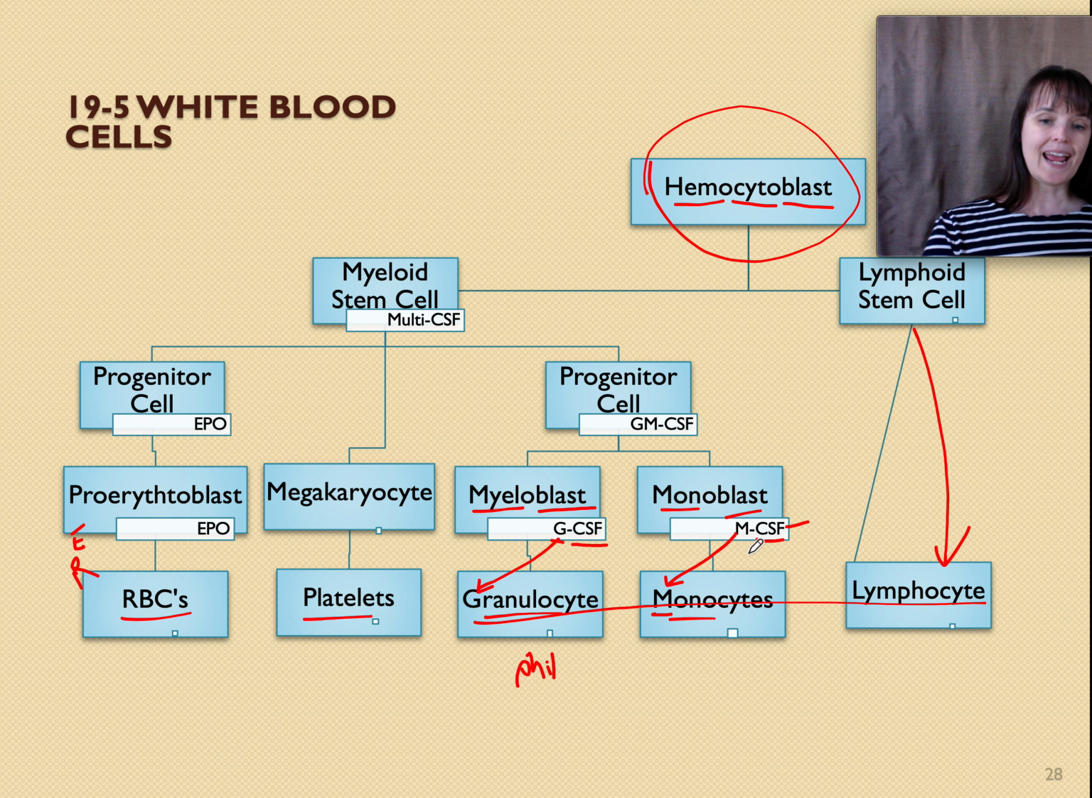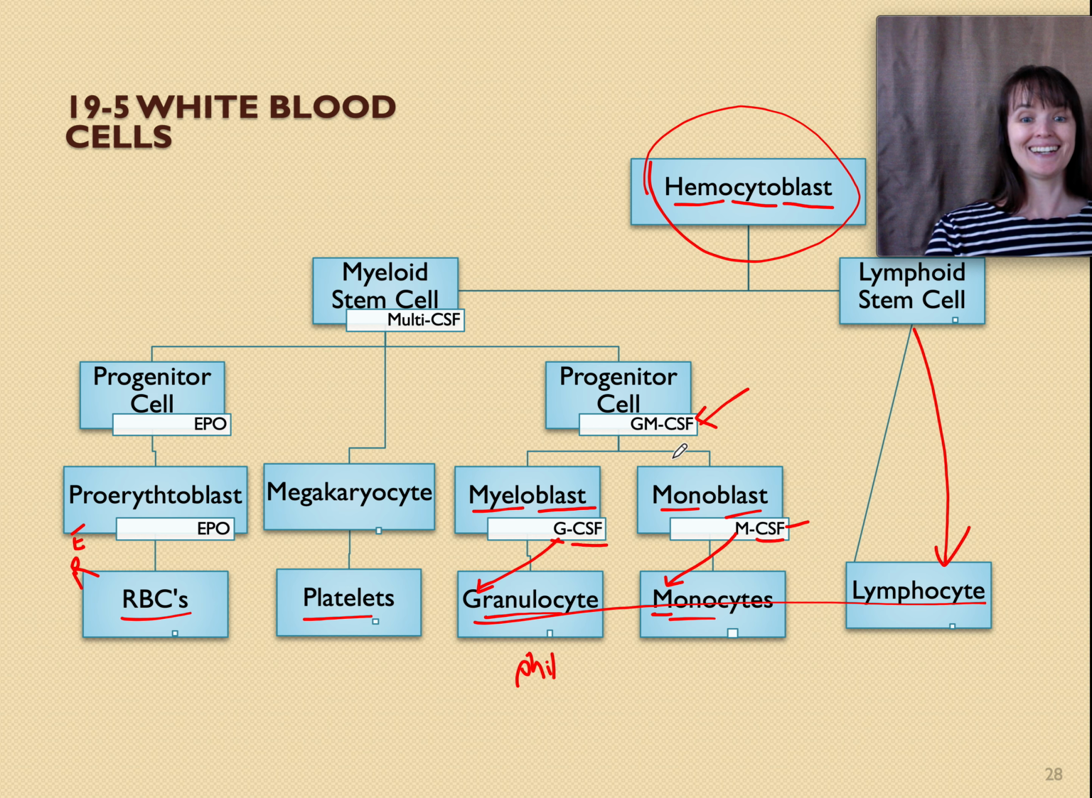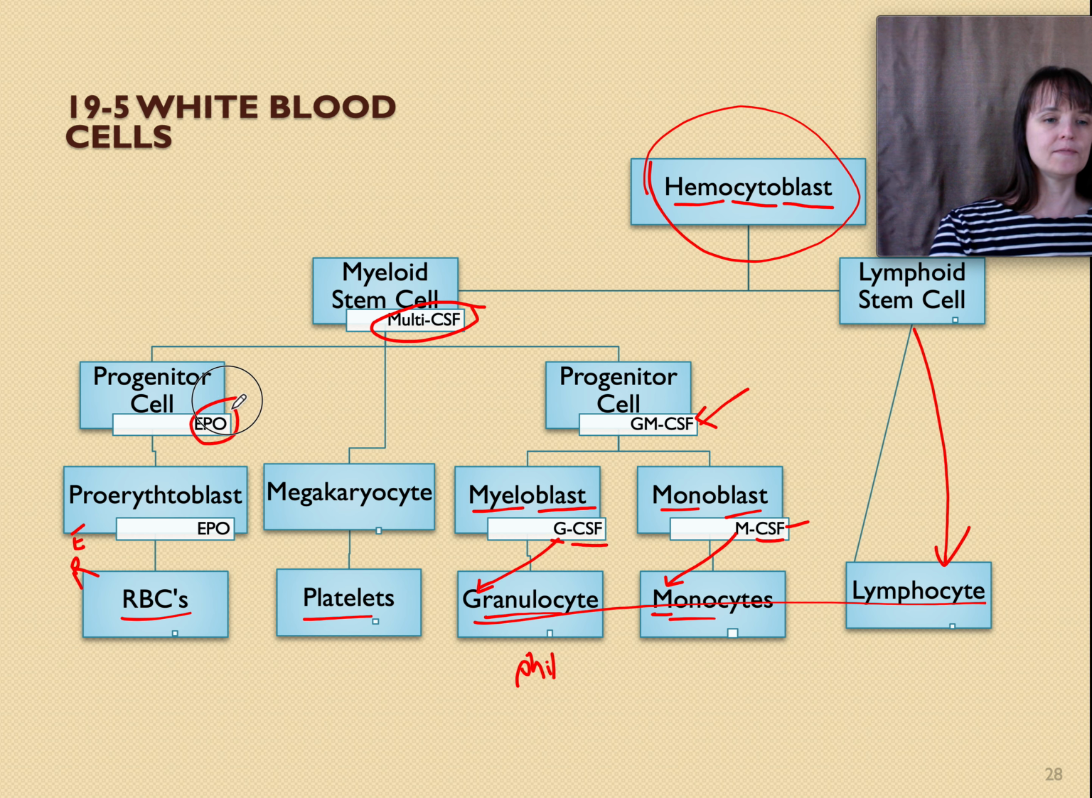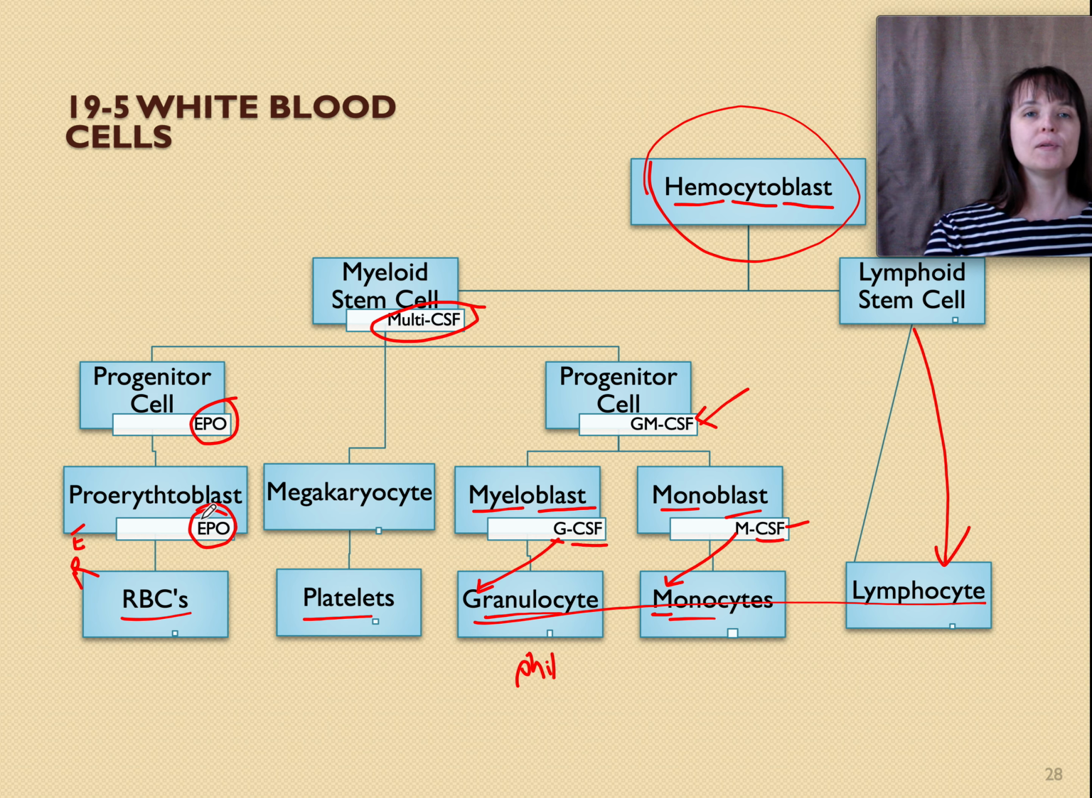And then monocyte and granulocyte formation is stimulated by GM-CSF. Get it? Granulocyte, monocyte, GM-CSF. It's right there in the name. And monocyte, granulocyte, platelet, and red blood cell formation all together are stimulated by multi-CSF. And red blood cell formation is stimulated by, we've said this before, EPO, which is erythropoietin, which causes erythropoiesis, which is red blood cell formation.